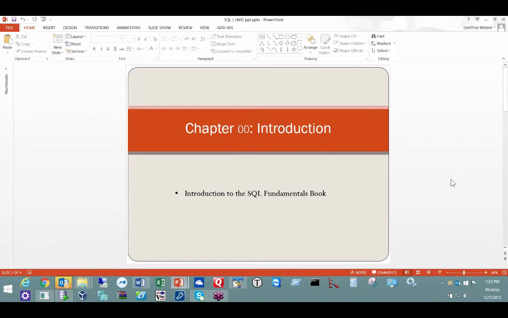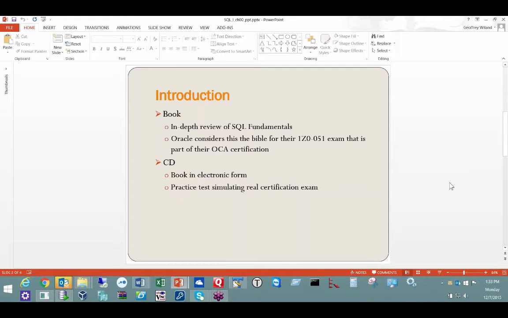So this chapter 0 is just an introduction to the book that you have, which is the SQL Fundamentals 1 book. You should be seeing the second slide on here that says introduction. Basically, the book is really a fairly in-depth look at all the fundamentals of SQL.